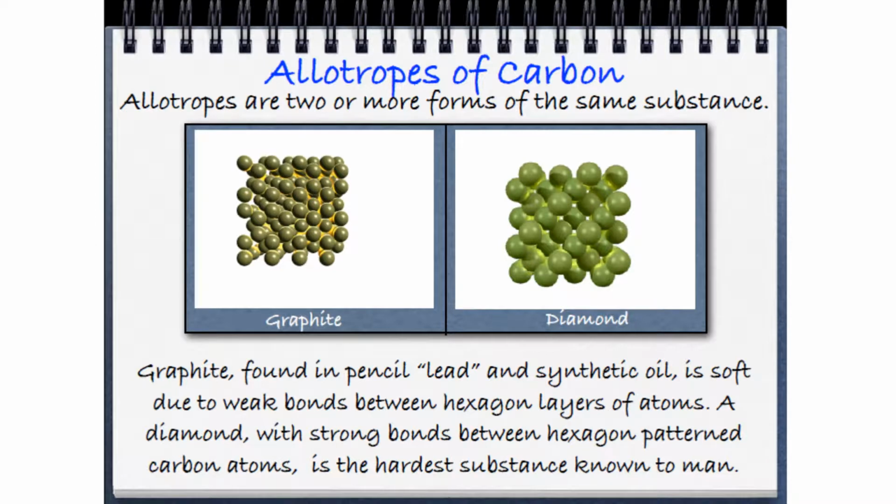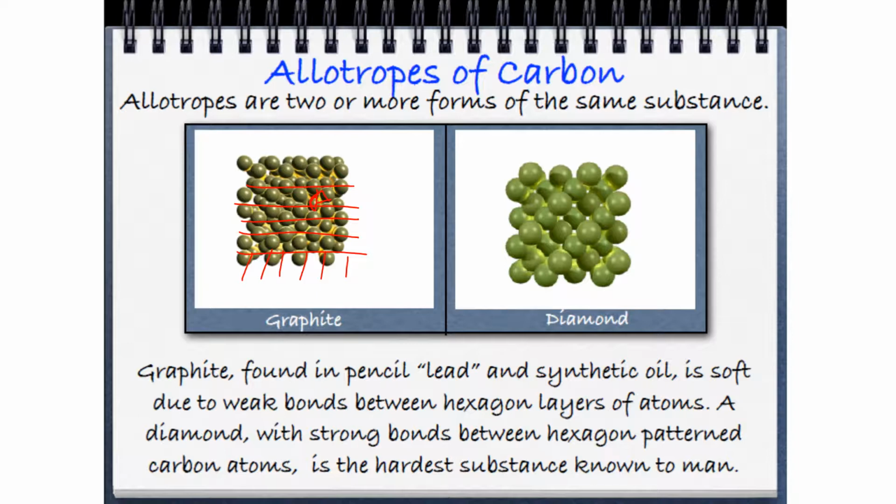Allotropes of carbon. Allotropes are 2 or more forms of the same substance. For example, carbon graphite and carbon diamond are composed of all carbon atoms. Graphite found in pencil lead and synthetic oil is soft due to weak bonds between the hexagon layers. So there are these hexagon layers that are keeping these carbon atoms together, but the layers between them are very weak.